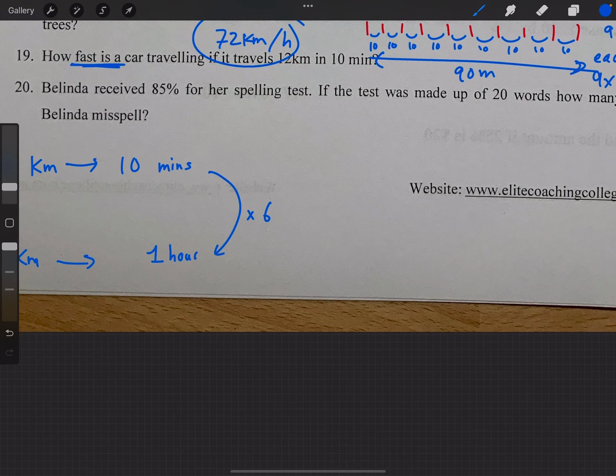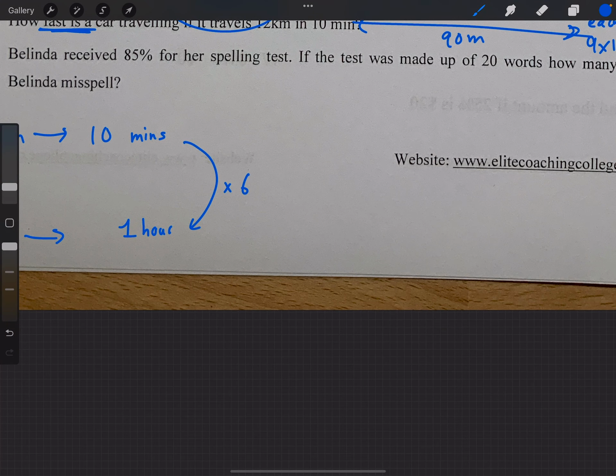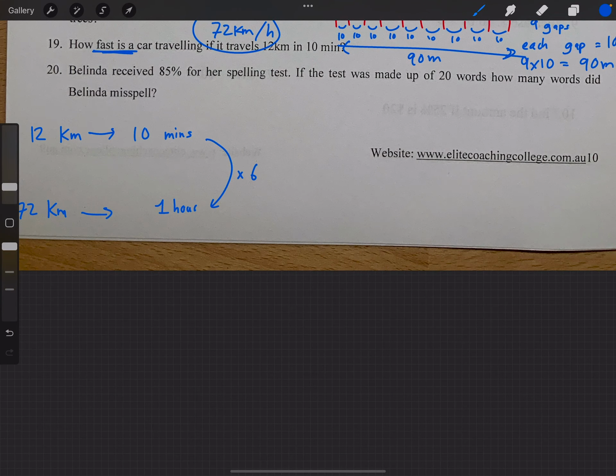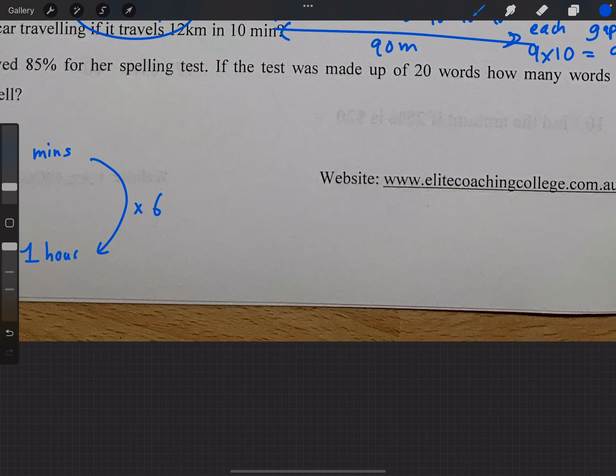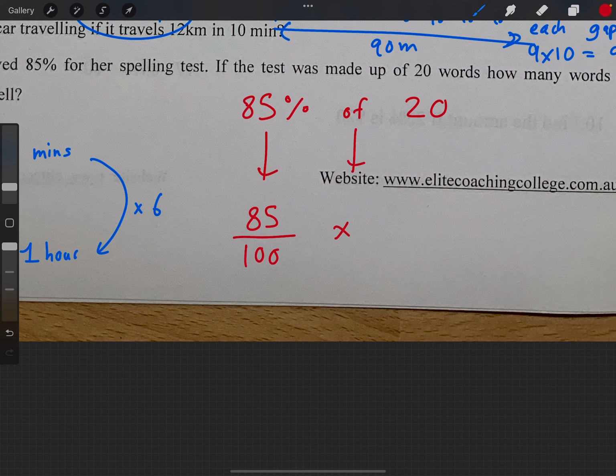Question 20. Belinda receives 85% for her spelling test. If the test was made up of 20 words, how many words did Belinda misspell? Okay, so 85% for her test, there's only 20 words. So you need to find out what 85% of 20 is. 85% is 85 over 100. Of means times, and 20 is 20 over 1.